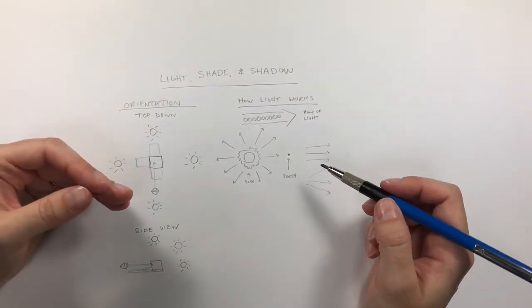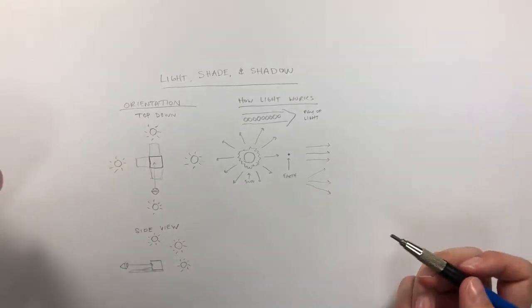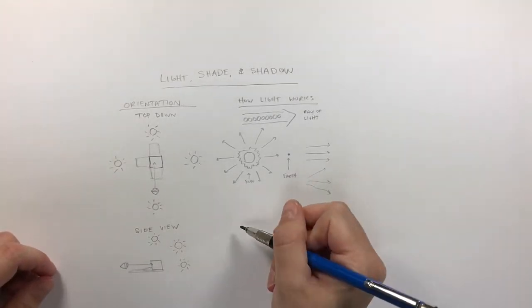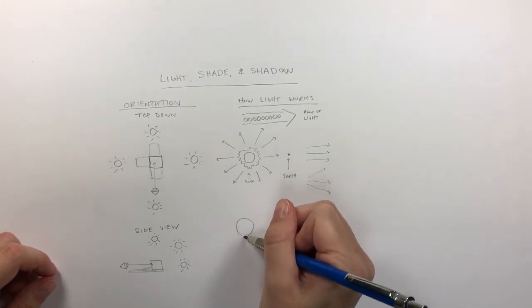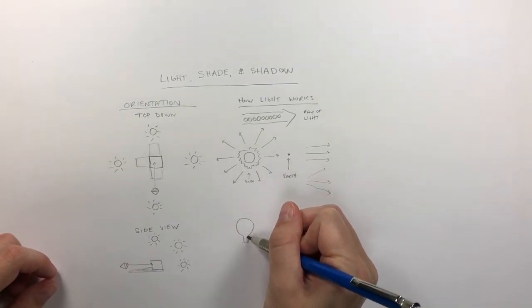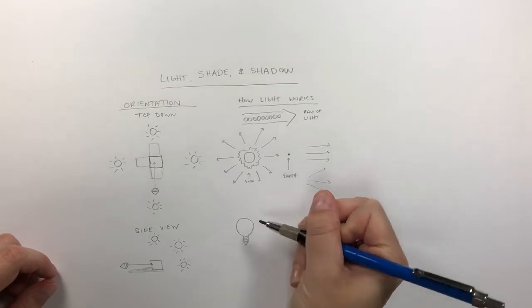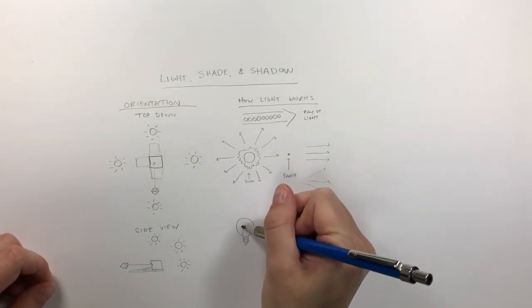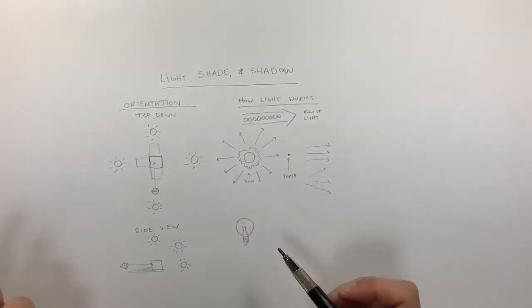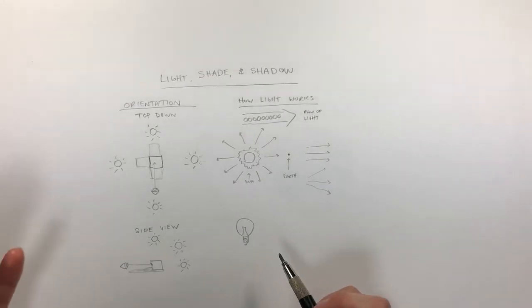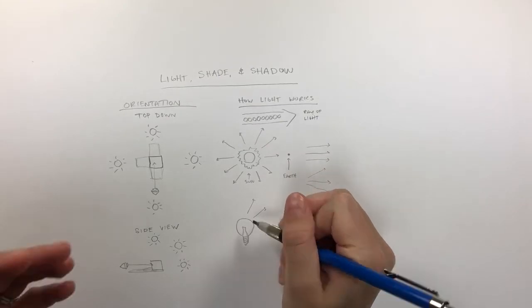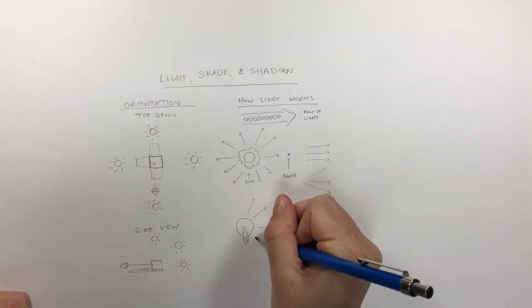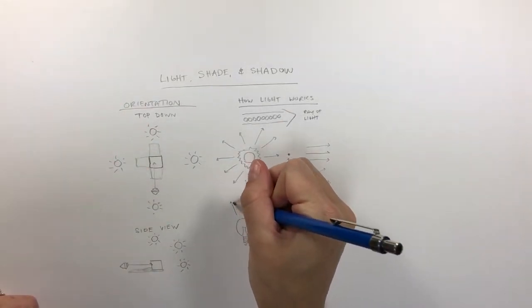So super important. Now, the other scenario we have when it comes to lighting is artificial light, or as we can call it, a light bulb. This is basically the other situation you have. A light bulb works like a sun. The light beams are radiating out from it, coming out in all directions.